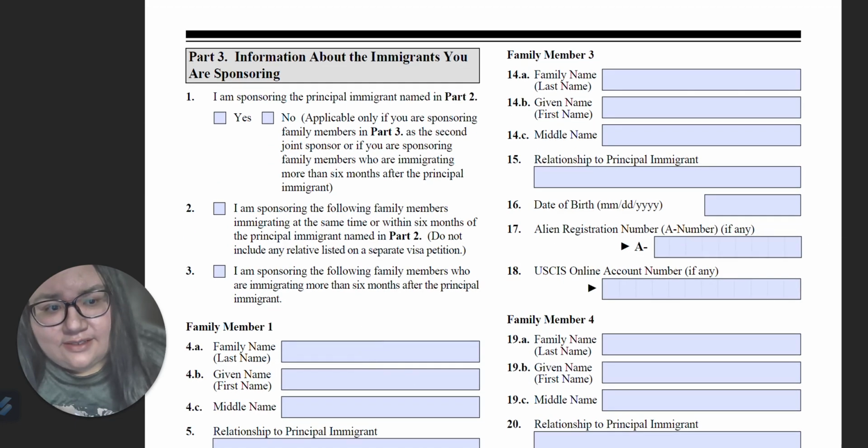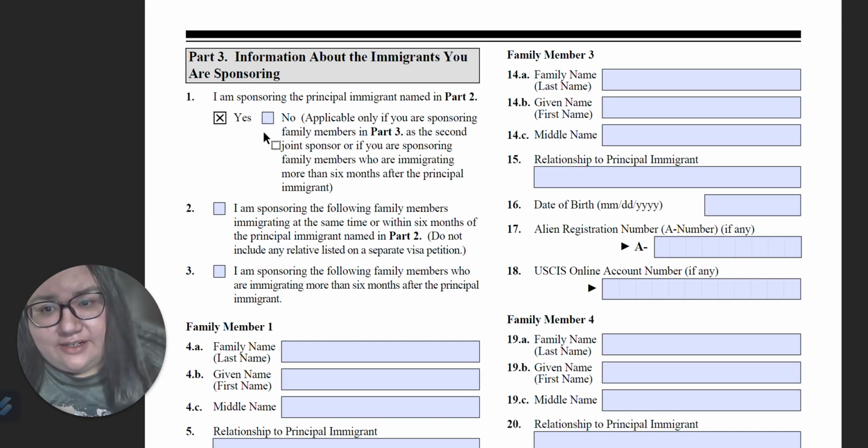All right, so on page 2, we are here on part 3, where it's asking about information about immigrants that you are sponsoring. Again, that the petitioner is sponsoring. So we're going to go ahead and say here, I am sponsoring the principal immigrant named in part 2. Remember, who we named in part 2 was the beneficiary, Fulanita. So we're going to go ahead and click yes, because Jose is sponsoring Fulanita. So we put yes here.